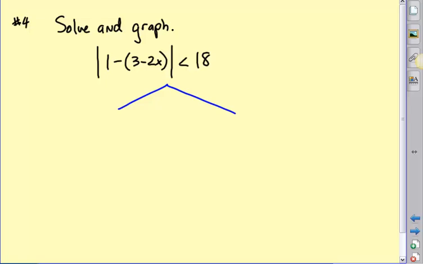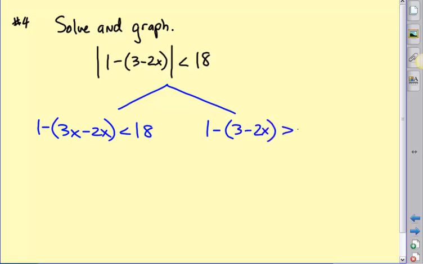Let's put that all in parentheses: 1 minus parentheses 3 minus 2x, in parentheses, is less than 18. And then on the other side, we're going to do the opposite of all that: 1 minus 3 minus 2x is greater than negative 18. Just do it all.